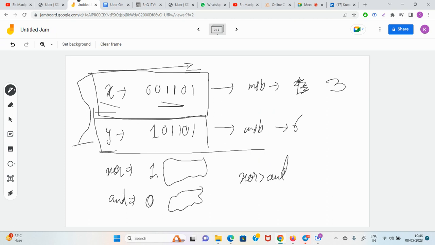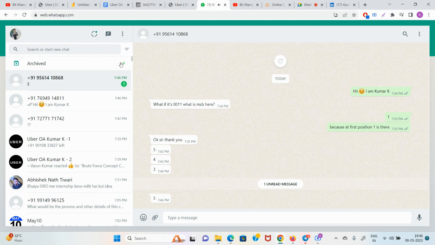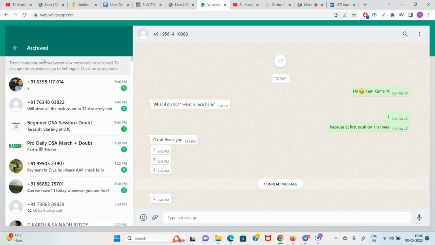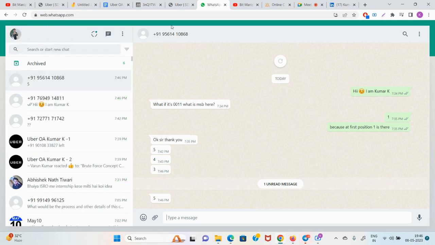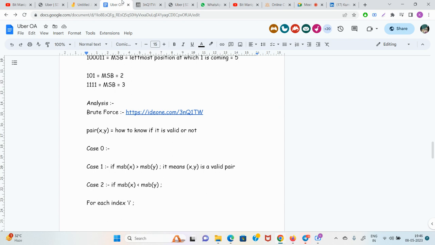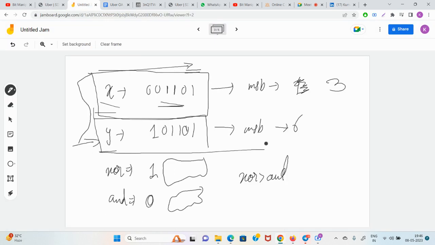Similarly, guys, for this Y, can you all tell me what is the MSB? Prathamesh, please tell me in the chat. Let's see what Prathamesh is writing. What is the MSB for Y? Correct, Prathamesh. Everyone good. Nice. I love it, guys. So MSB is 5, guys. So MSB is 5, right?